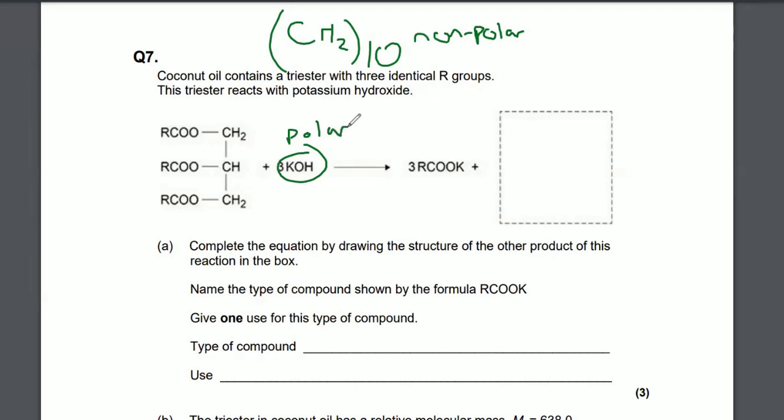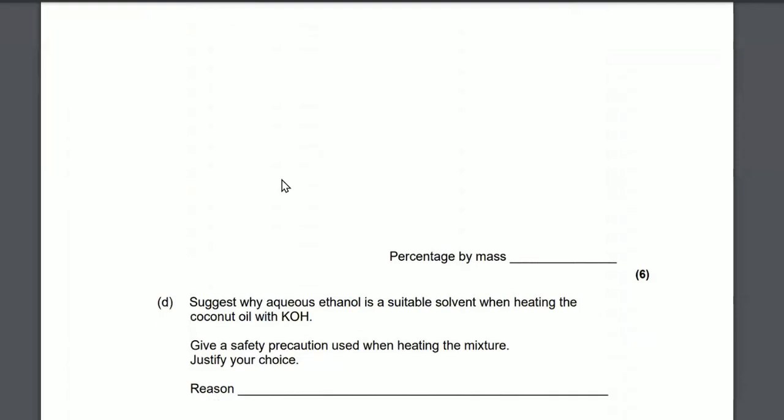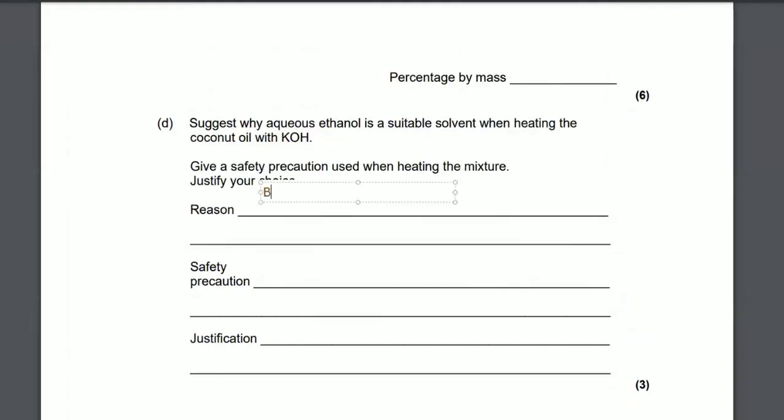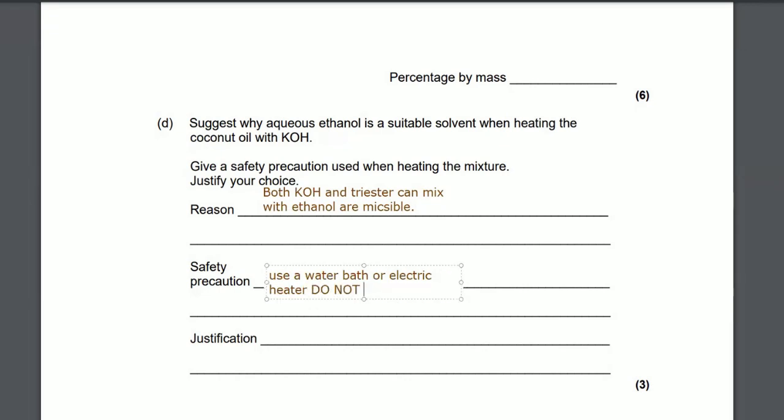Yes, we've got the ester bond, which has got some polarized parts. And you've got the potassium hydroxide, which is obviously a polar molecule as well. So we kind of want a solvent that can combine a non-polar and a polar reactant and mix them together. And what we find is that alcohols have a non-polar bit themselves, i.e. ethanol has the CH3, CH2 bit, which is non-polar, and then it has the OH bit, which is polar. So it's very good at mixing together polar and non-polar reactants. Ethanol makes sure the KOH and the triester can mix. Ethanol makes sure they're miscible.